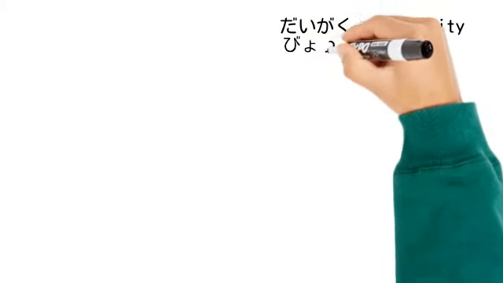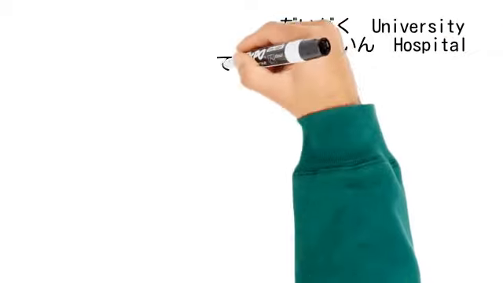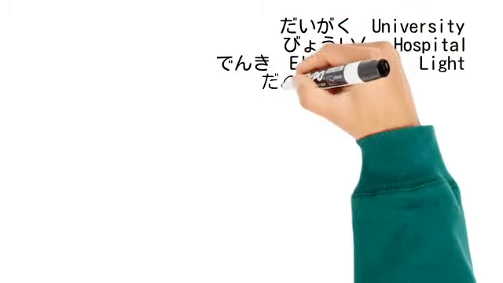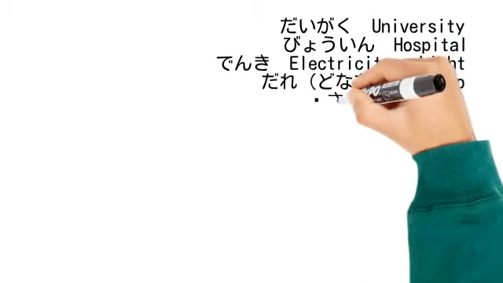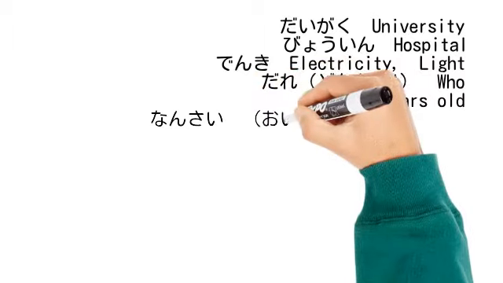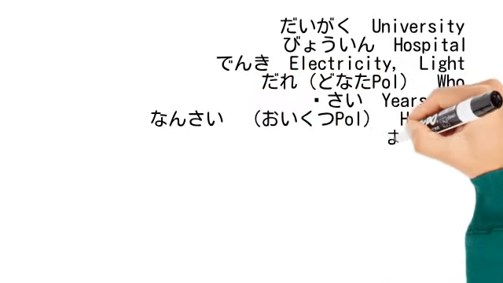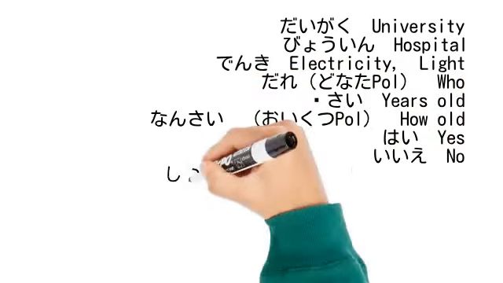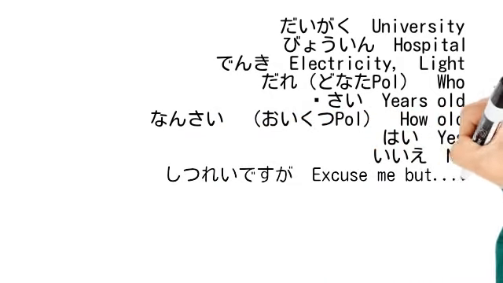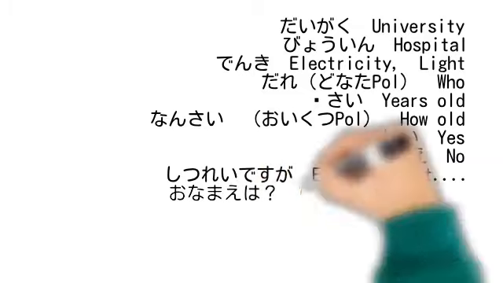Next we have daigaku for university, then byoin for hospital. But when you say biyoin, it's a beauty parlor, so be careful. Then denki for light. Then dare for who. To make it polite, we have donata. We have sai as the suffix for age. Then to make it a question, we have nansai. Or to make it polite, we have oikutsu.